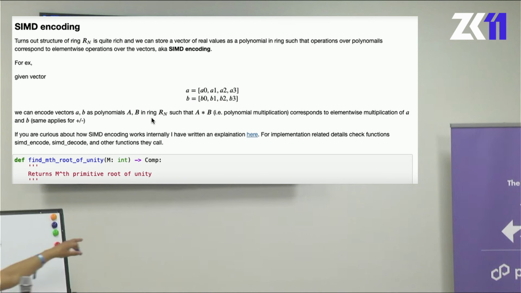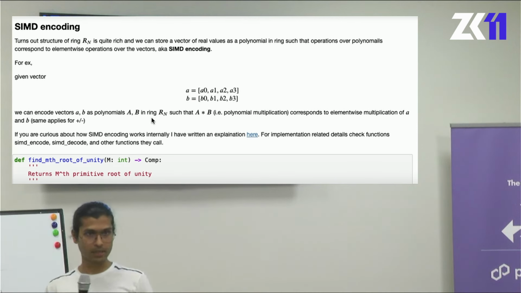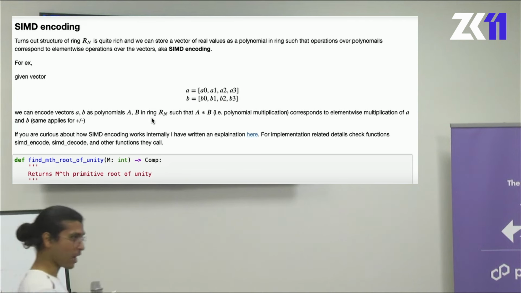So I've written an explanation in this hack document of how it works internally. But as a developer, you just need to know that when you use SIMD encoding, a multiplication of the polynomial results in element-wise multiplication of the slots. As simple as that. Okay, and addition and subtraction follow. It's element-wise addition and element-wise subtraction. Okay, sounds good.